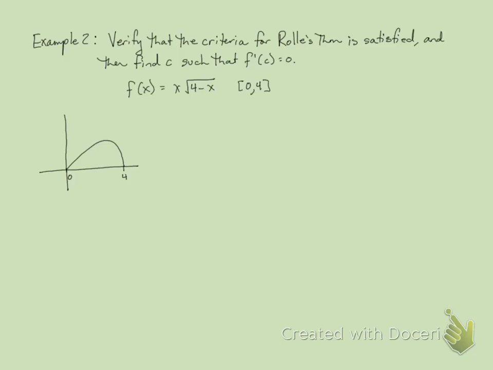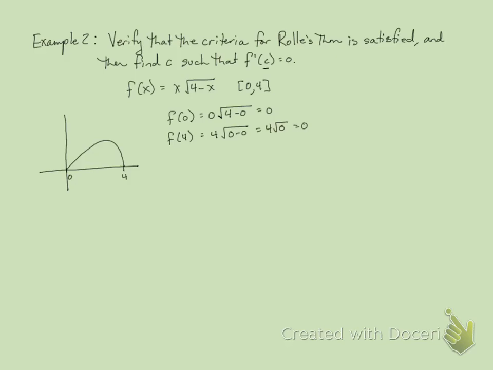So we really just need, again, to check the endpoints of the interval. So looking at f of 0, we have 0 times the square root of 4 minus 0, but 0 times anything is 0. And then f of 4, which is going to be 4 times the square root of 4 minus 4, which is 4 times the square root of 0, which again is 0. So the outputs for the endpoints of our interval are the same. So we know that the c that we're looking for exists, so let's go find it.